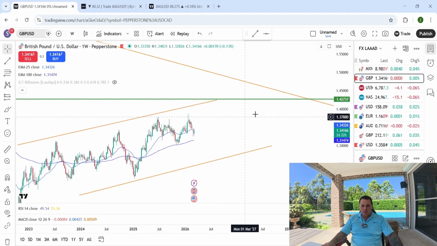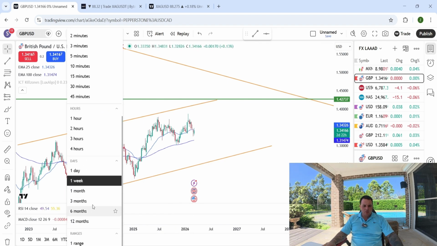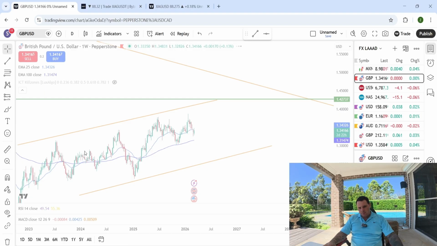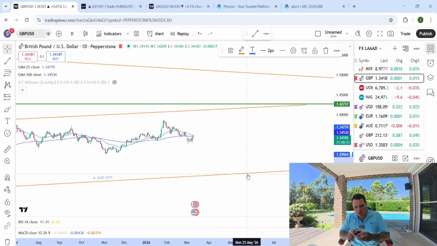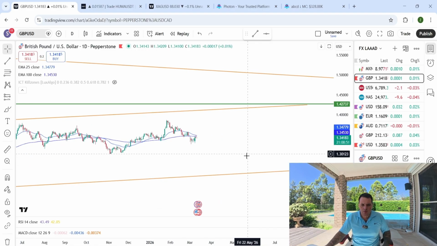Alright, you get it. I've just marked out these lines to help me identify the trend as we go closer. So let's get in now to the daily chart. This is the daily chart. Oh, damn it, I dropped my mouse. I think we're good. Alright, so now we're on the daily.